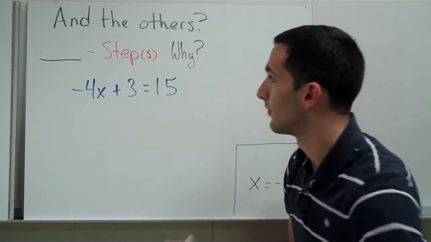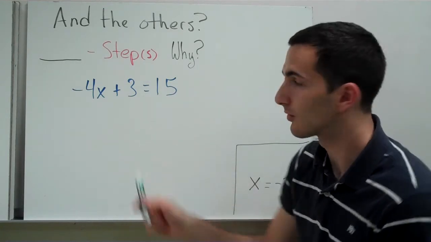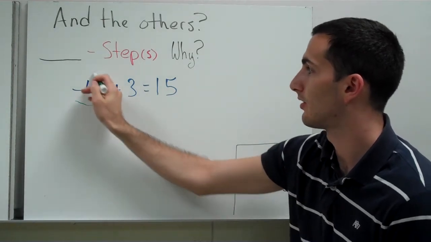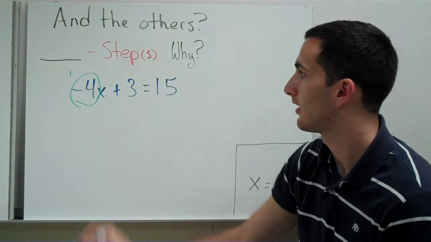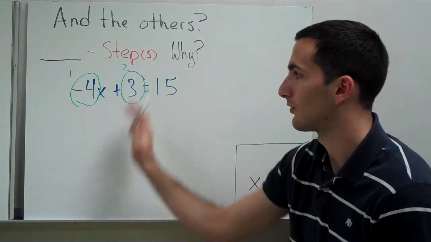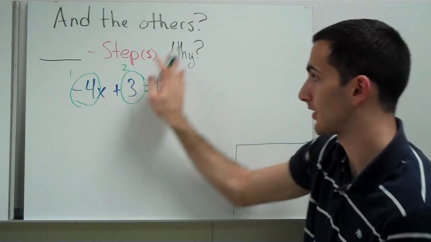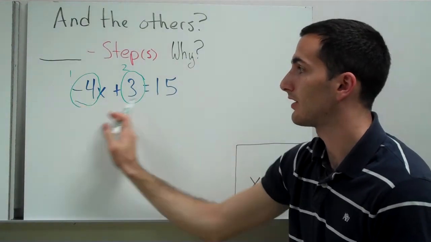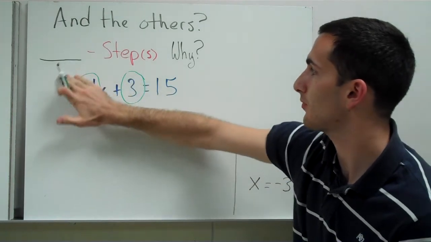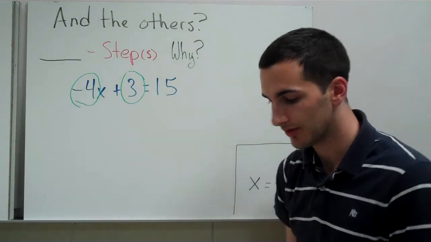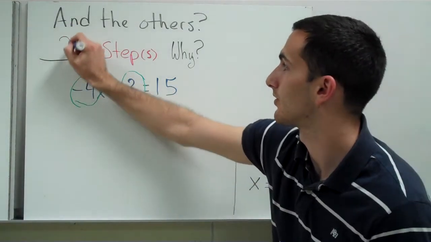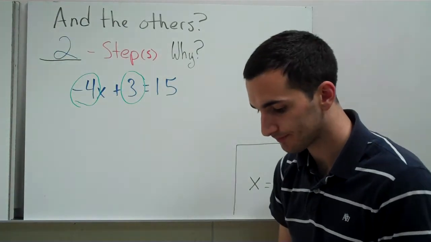Let's figure it out. When we're looking at this equation, we're going to, again, look for constants and coefficients. Going from left to right, I have a coefficient right here. So that's one thing. I also have a constant right here. So that's 2. And we're only looking at the left side of the equal sign, so I'm not going to look at that 15. On the left side, I have one coefficient, one constant. That's 2 things, so it's going to take 2 steps to get that variable by itself. So this is a 2-step equation.